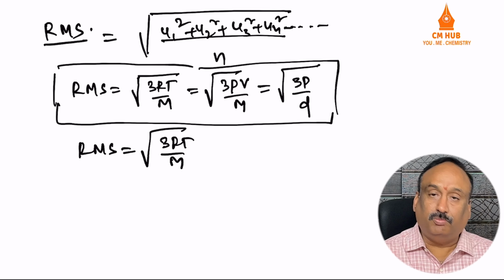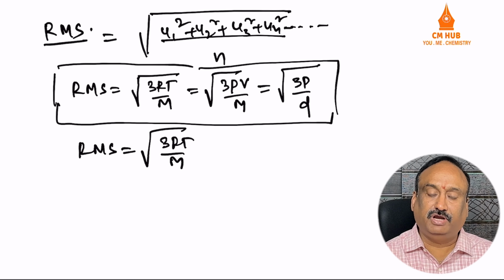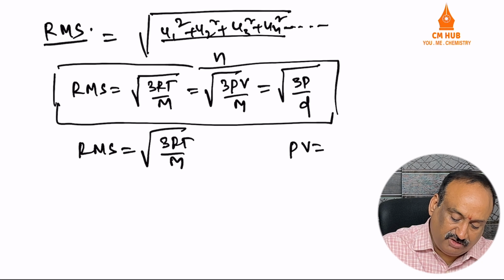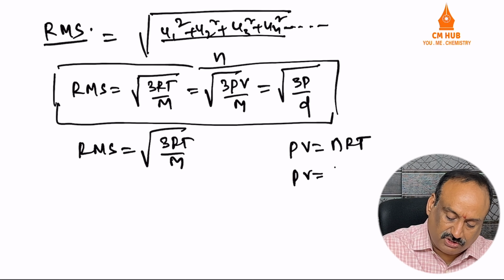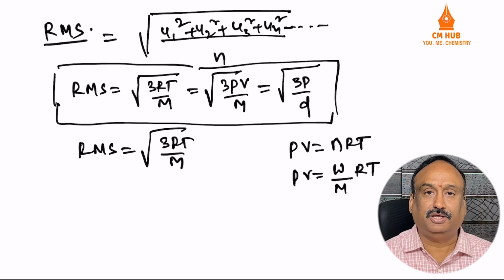Sir, the problem is with respect to pressure and weight. Now there is no pressure at all involved in this. How will you approach this, sir? Here I use the concept of PV is equal to nRT, or PV is equal to number of moles, which is equal to weight by molecular weight, into RT.